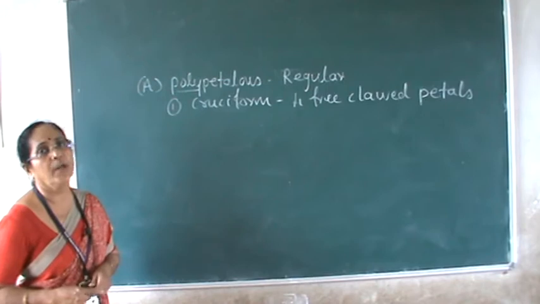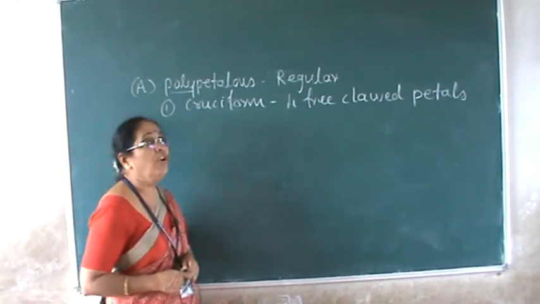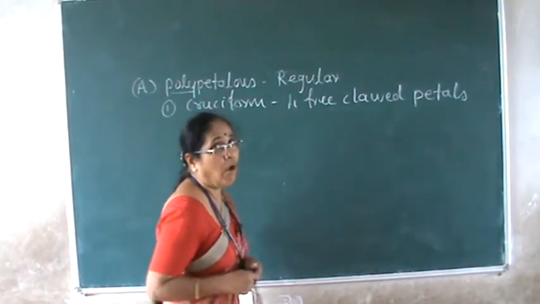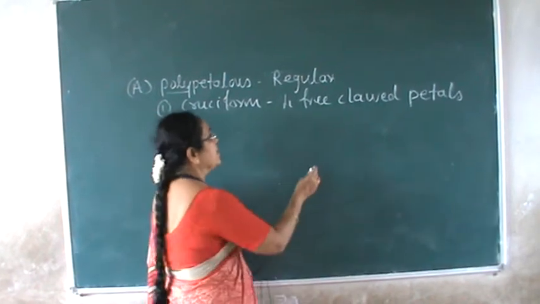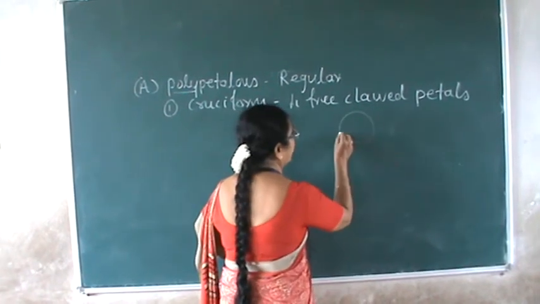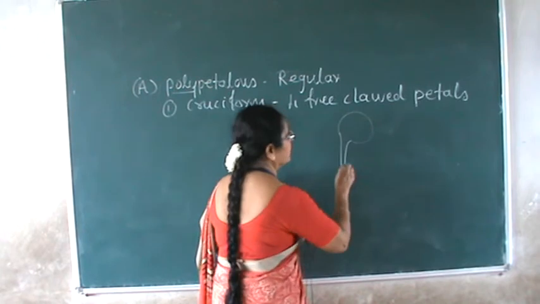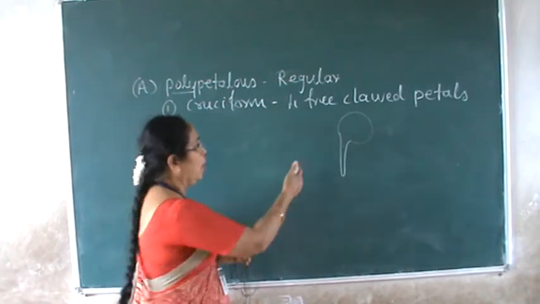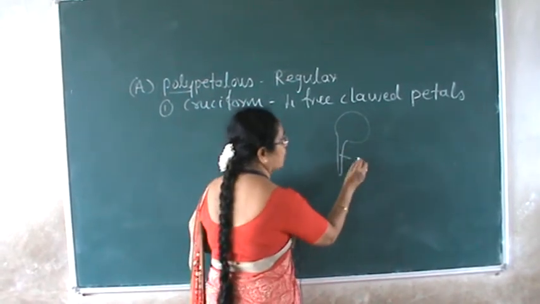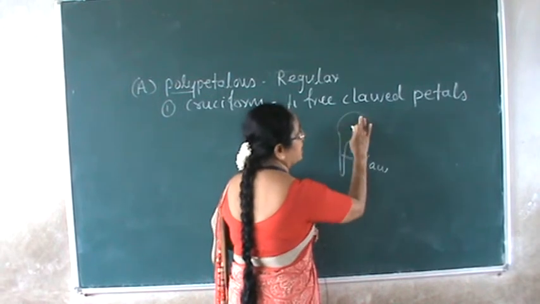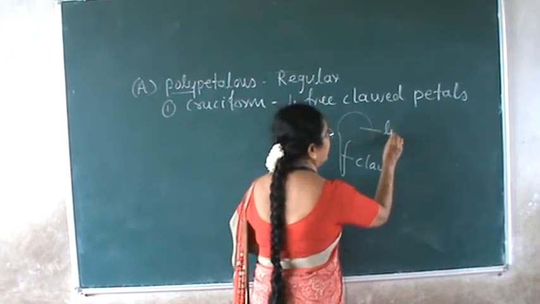It is under the Polypetalous heading. There are 4 free clawed petals. You know what a claw is. In some flowers, the petal is made up of 2 parts. A long or short stalk-like part is called the claw. The expanded colorful portion is called the limb.